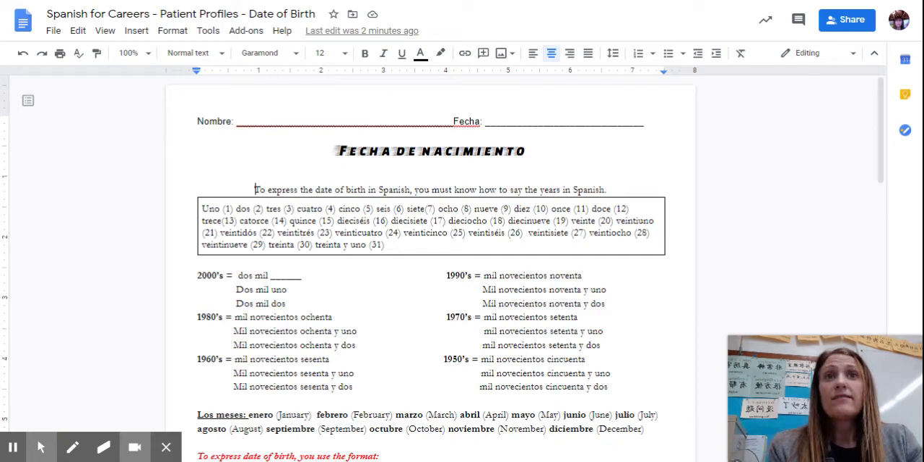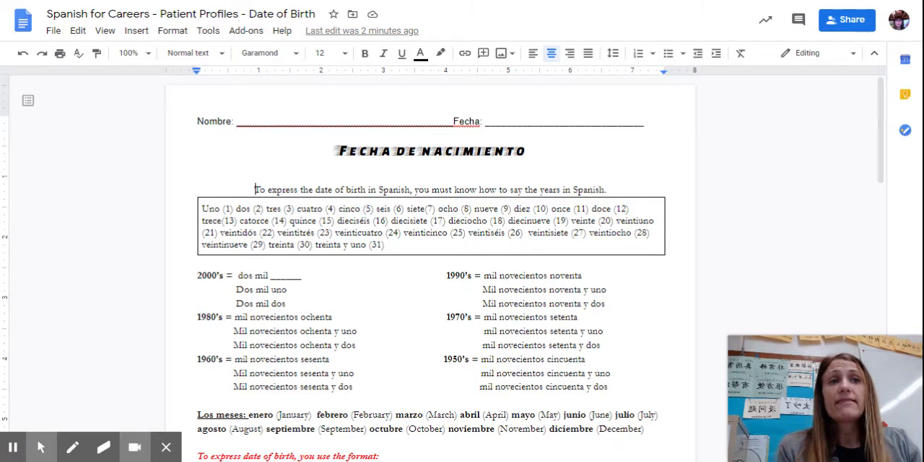So part of when you are seeing your patient for the first time and you're introducing yourself, you're going to ask them what their date of birth is. But in order to know what their date of birth is, you have to first know how to ask the date of birth and then know how to answer. So that's going to bring us to numbers.